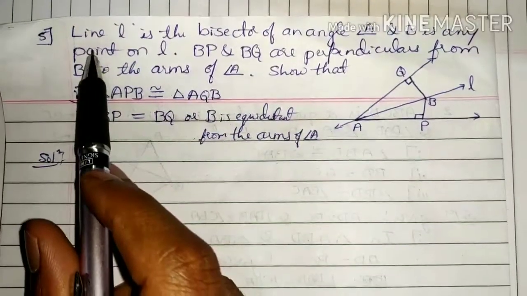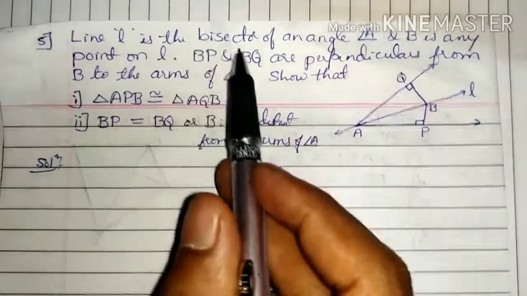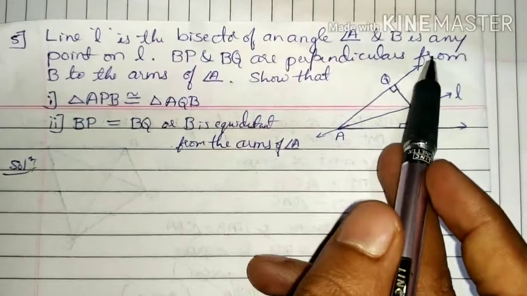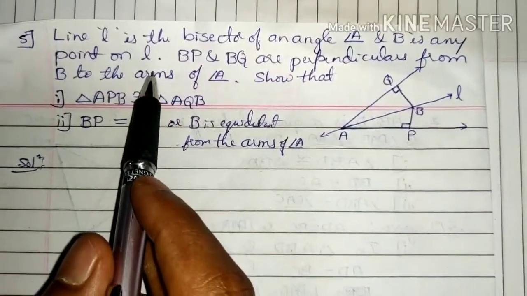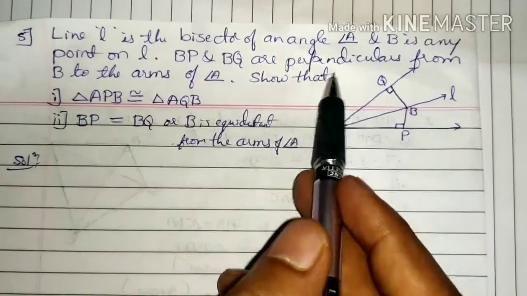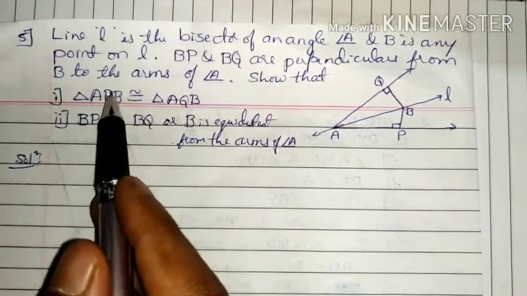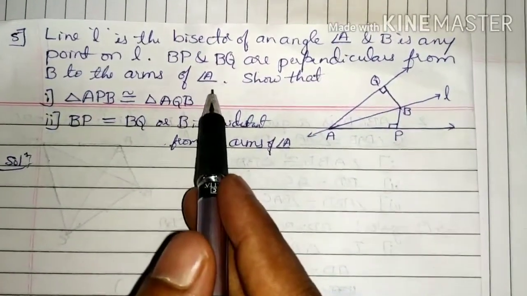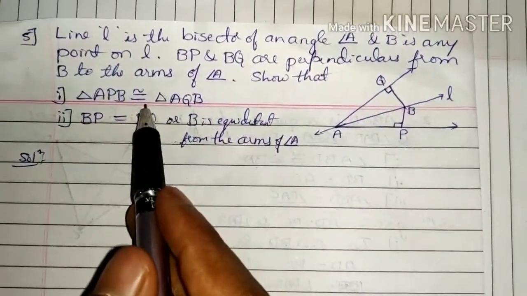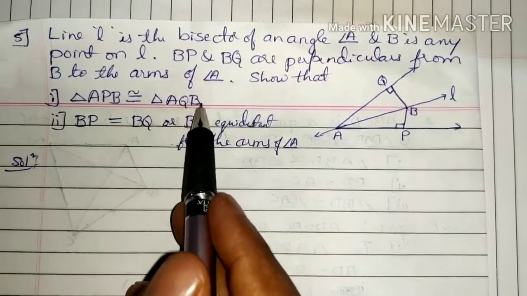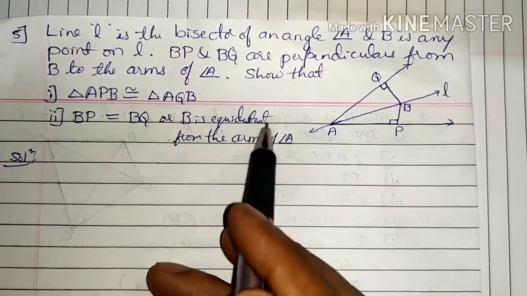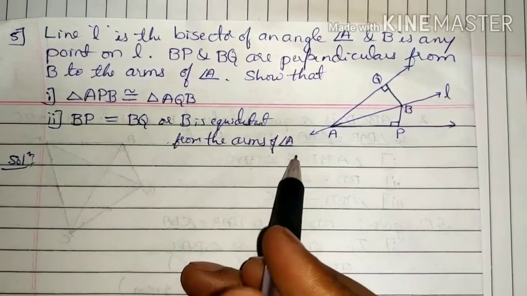Next question. Line L is the bisector of an angle A and B is any point on the line L. BP and BQ are perpendiculars from B to the arms of angle A. Show that triangle APB congruent to triangle AQB. Also BP is equal to BQ. So B is equidistant from the arms of angle A.